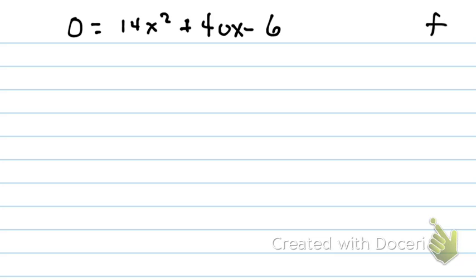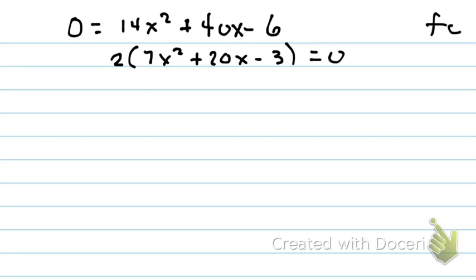Then, what's the next step? Factor completely. Is there a GCF here? Yes, there is. What? 2. Divide them all by 2, you get 7x squared plus 20x minus 3. And dividing by 2 didn't seem to have much effect, but it did make your numbers smaller. And what do y'all like? Smaller numbers, yeah. Okay? Now, it still equals 0.